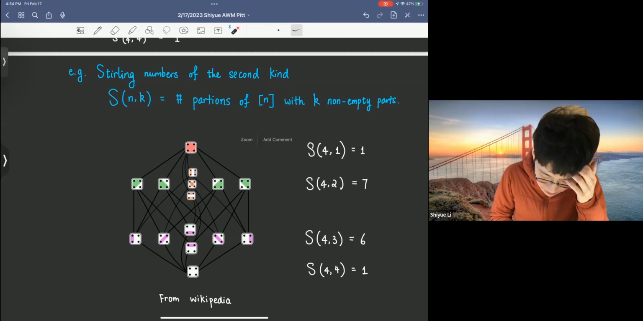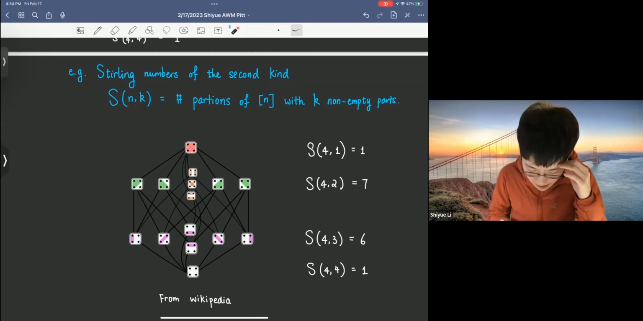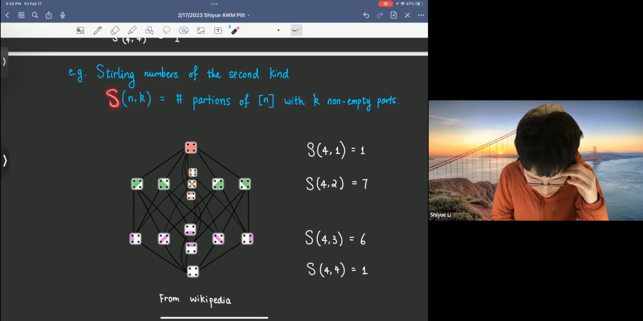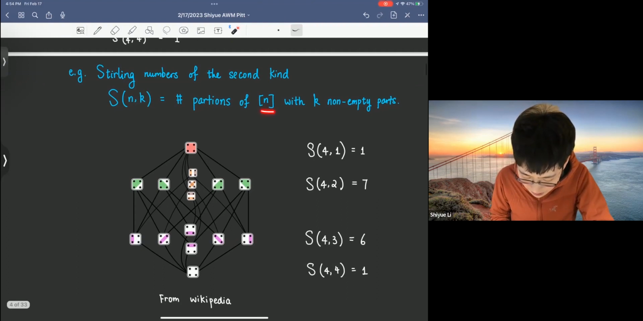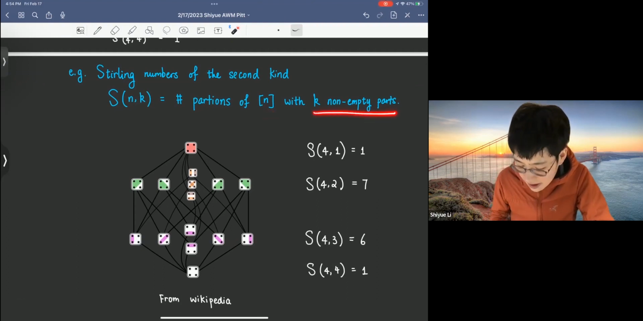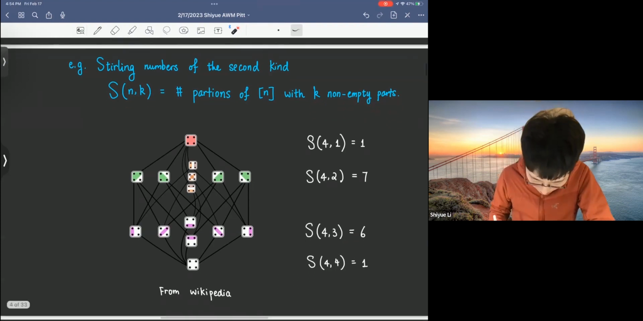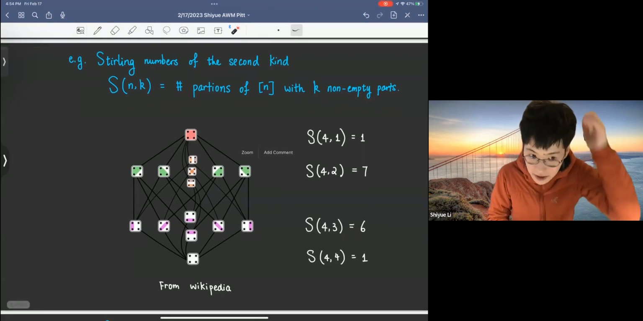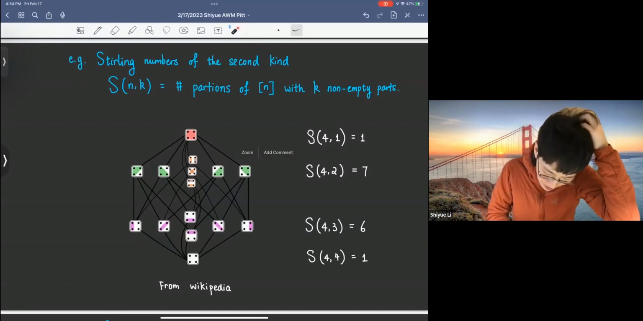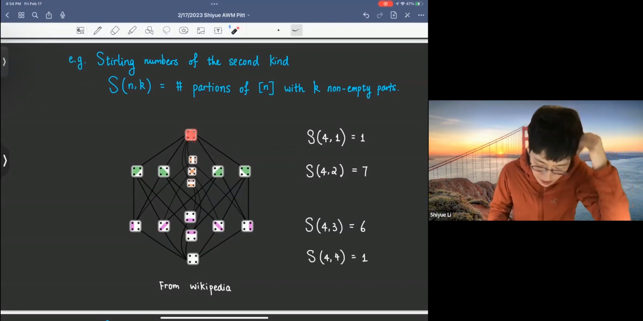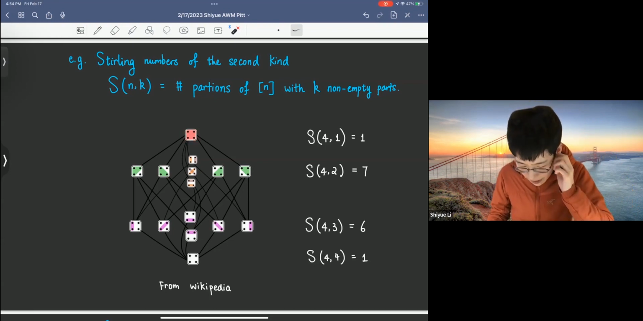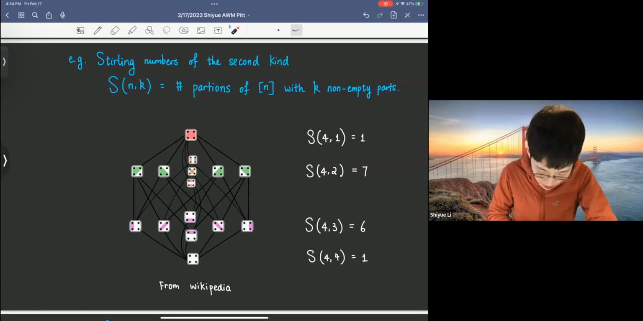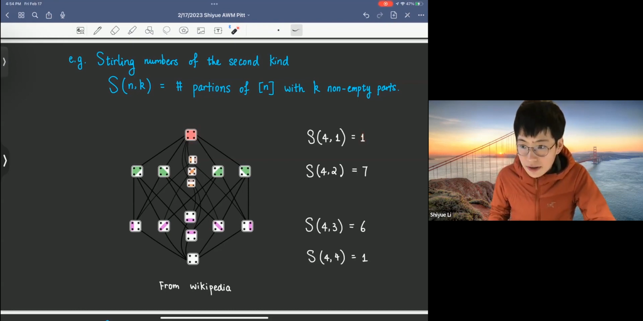So fixing an n, the Stirling number S(n, k) counts the number of partitions of the set 1 through n with k non-empty parts. Here I have drawn the case when n is equal to 4. On top, we partition the set 1 through 4 into just one non-empty set. The red coloring means everything is in one part, so there is exactly one such partition.